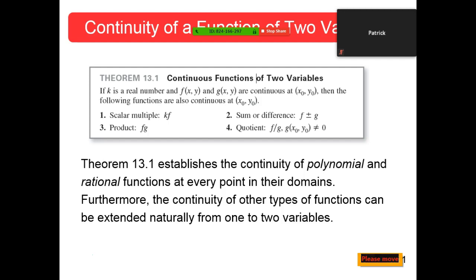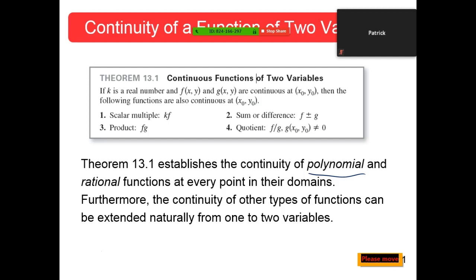This theorem establishes the continuity of polynomial and rational functions at every point in their domains. Now, that's sort of a weasely way of doing it. Polynomial functions are going to be continuous everywhere. Everywhere. And remember, we had an expanded definition of polynomial functions. We ran into that last time. Go back and look at that.